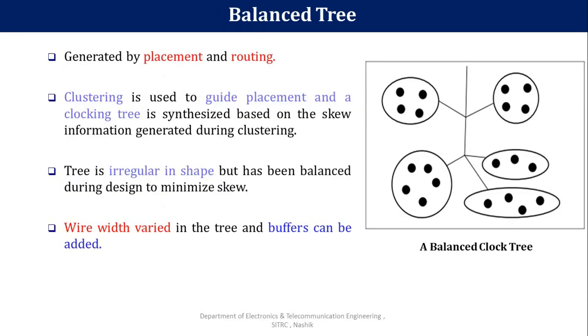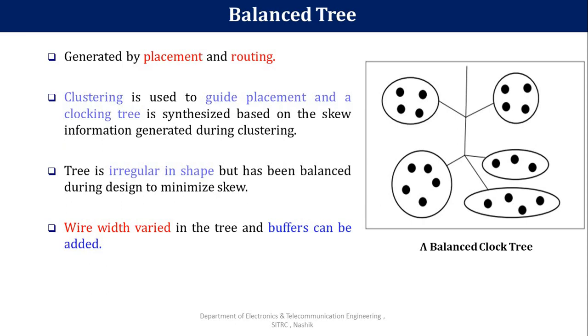Okay, balanced tree. This balanced tree network is generated by the placement and routing tool, which is available in the synthesis tool. Here, a clustering technique is used to guide placement, and the clock tree is synthesized based on the skew information generated during the clustering. Means the same group of elements having the same characteristics are grouped together and they are clocked at a time. And this tree is irregular in shape, but it has been balanced during the design to minimize the skew.